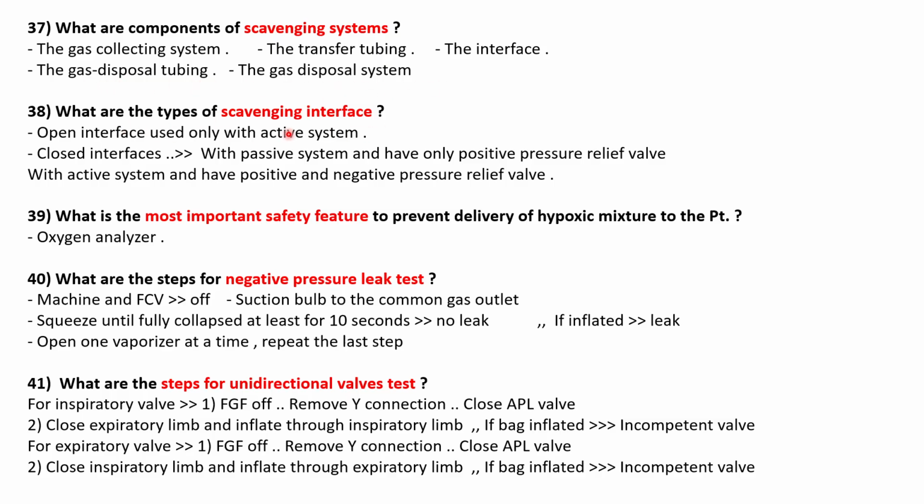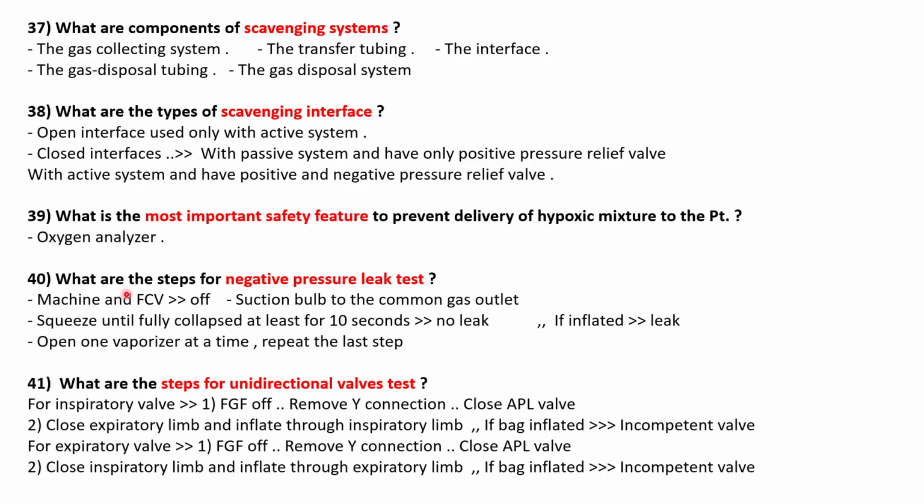What are the types of interface? Open, with an active system; closed, which is passive and has only a pressure valve, or active and having a pressure and negative valve. What's the most important safety feature to prevent delivery of a hypoxic mixture to the patient? The oxygen analyzer is the most important.